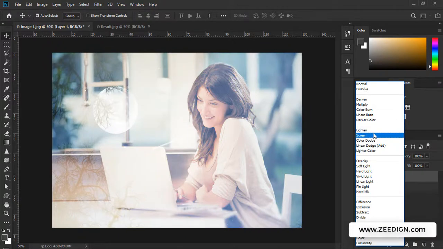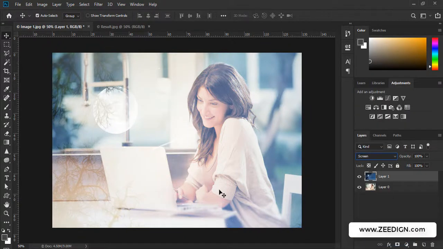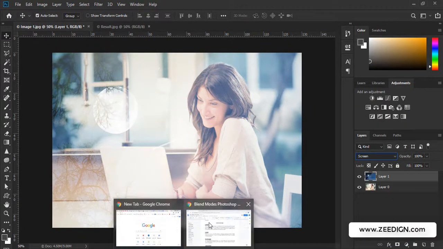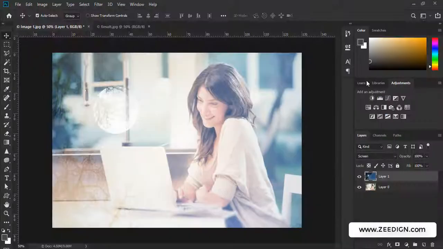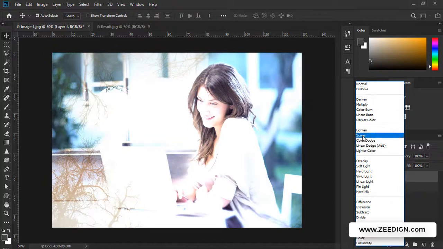Moving on to the next one, screen. Screen is also quite commonly used, so let's quickly have a look at it. Screen can produce many different levels of brightening depending on the luminosity values of the blend layer, making screen a great blending mode for brightening images. So it is dependent on the luminosity values of the blend layer. It will make things brighter based on the values of the blend layer. No more details. Let's move on to color dodge.